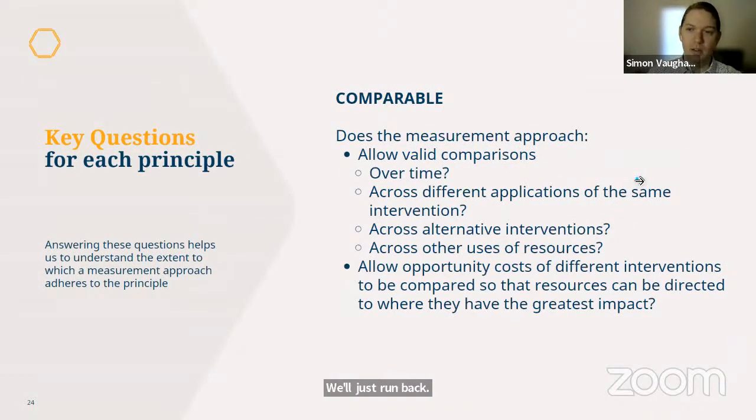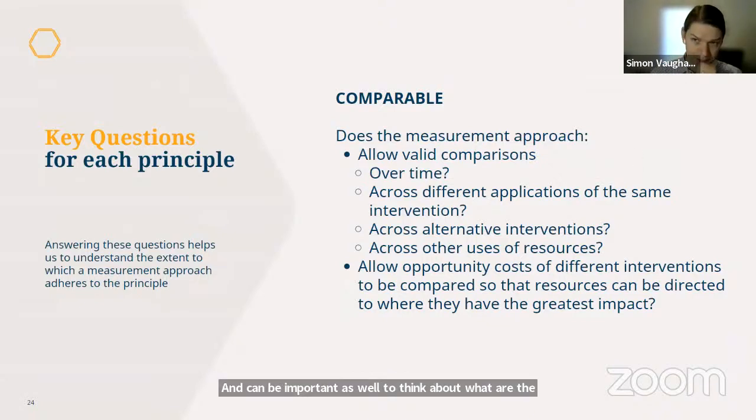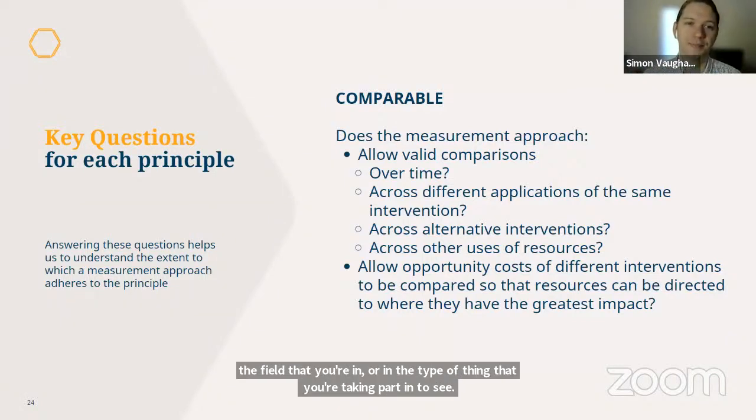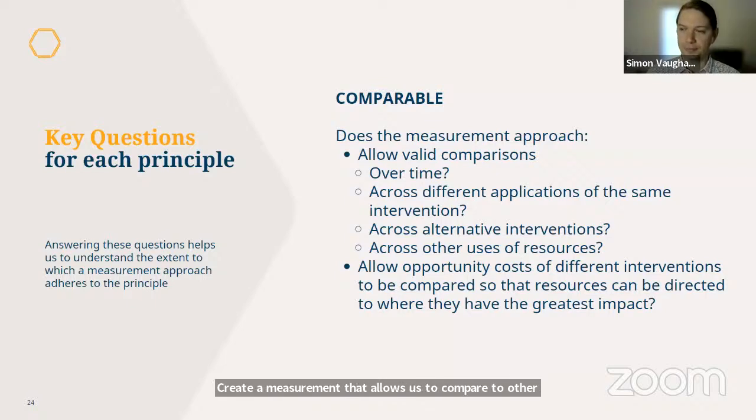And so that's why, if we go back to the start of the principles, one of the reasons we talk about it being important to use well-being as your overall measure is that it does allow for some level of comparison. And then it can be important as well to think about what are the metrics that are commonly used in the field that you're in, or in the type of thing that you're taking part in, to see how we can align to those things. How can we create a measurement framework that allows us to compare to other things? So yeah, the best possible frameworks allow you to compare between different approaches.